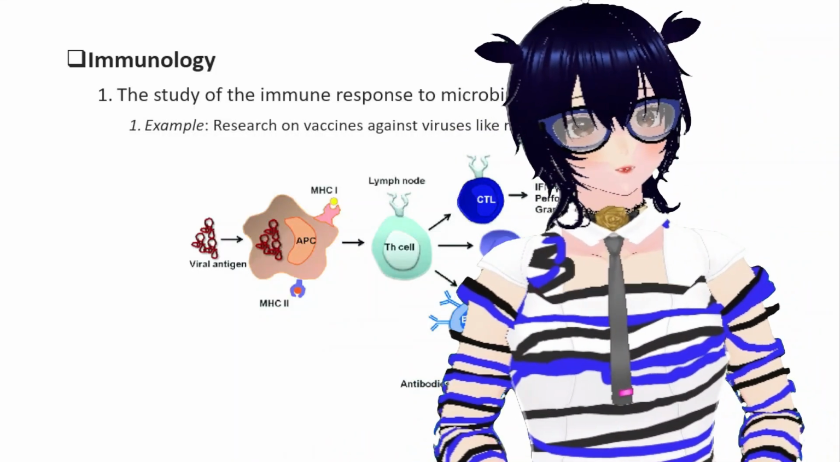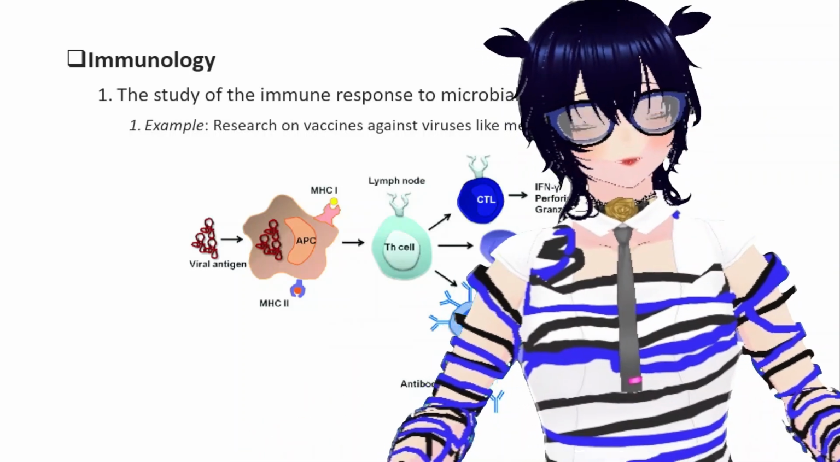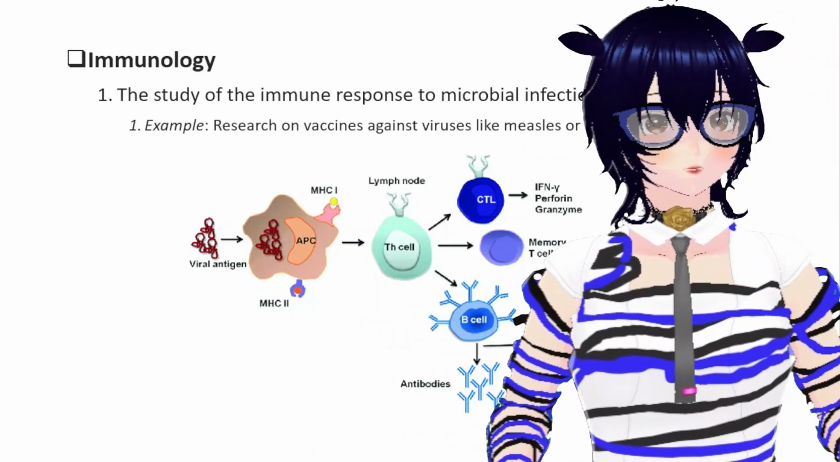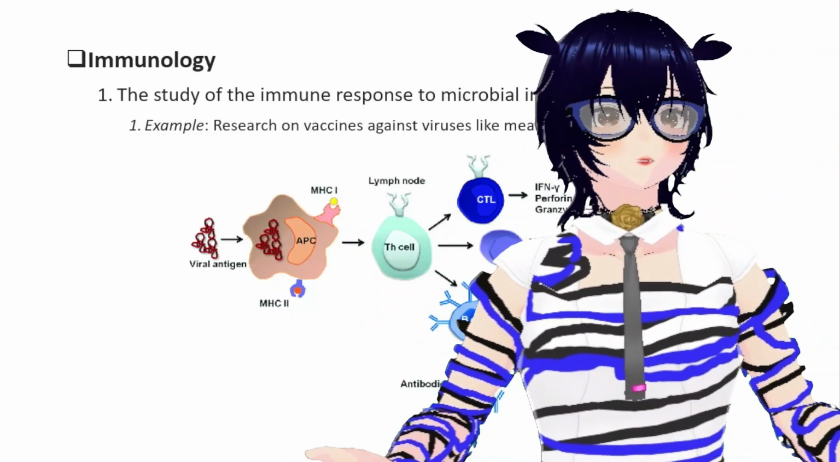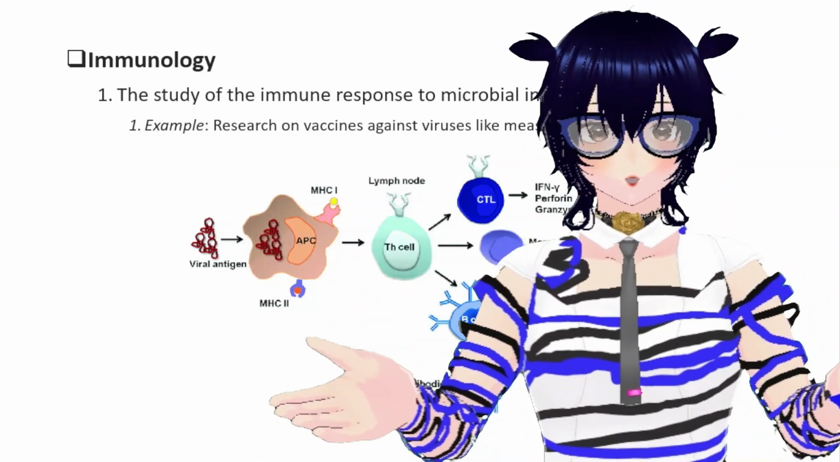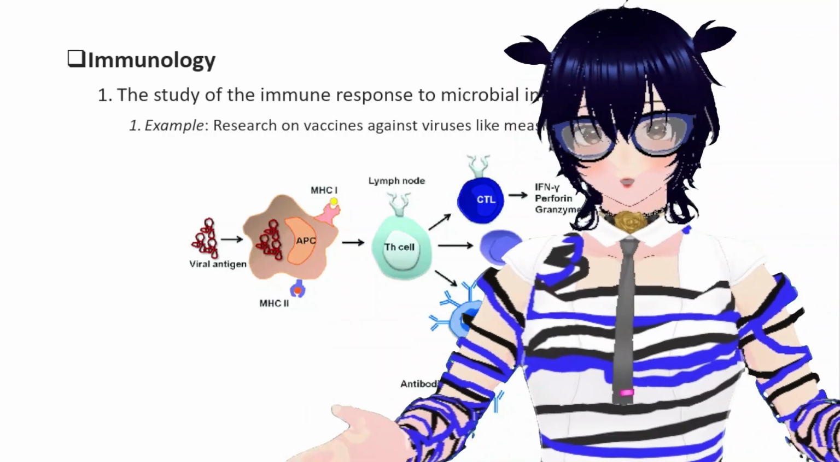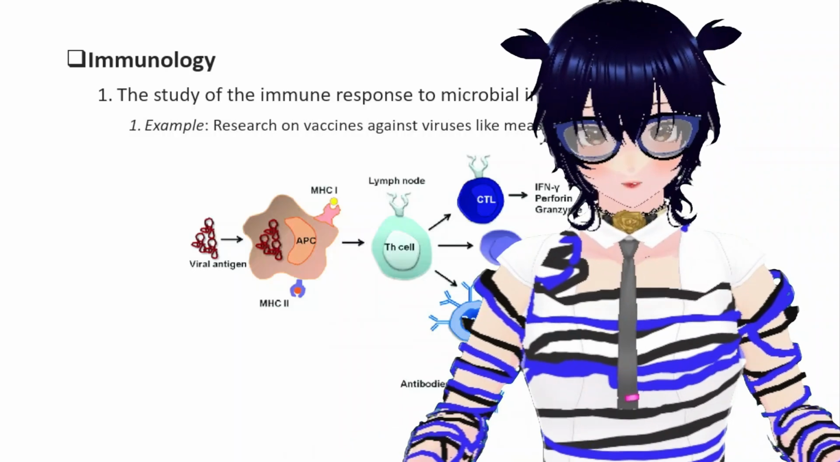So there is one research example: vaccines against viruses like measles or influenza. Below is the virus pathway diagram that shows how we fight against it, right? It doesn't just happen quickly; it is actually a pretty complex process, and I don't think this diagram shows how complex it is.